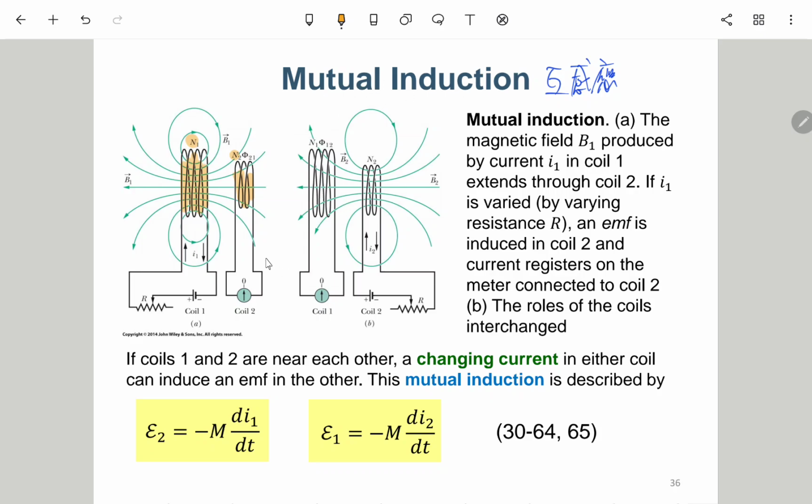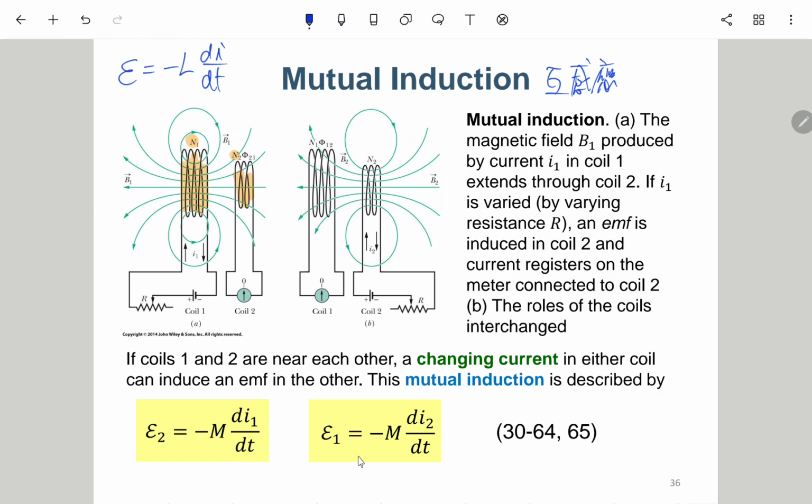Mutual inductance. In such a way, it can be written as E2 equals negative M dI1/dt. Comparing with the previous one, which I don't use but need for comparison here, it is like E equals negative L dI/dt. For that case, we don't have 1 and 2 because we only have a single coil.